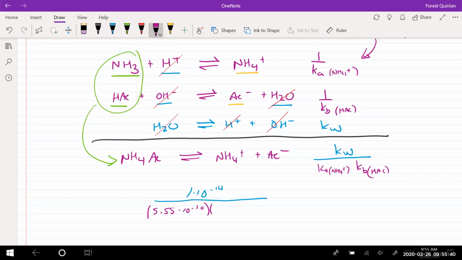And so, you guys know how I got this 5.5 × 10^-10, right? It's the 1 over. And this will end up being, if I'm not mistaken, 32,400 equals the equilibrium constant for that. Now, oh, let me do that. I can circle better than that.